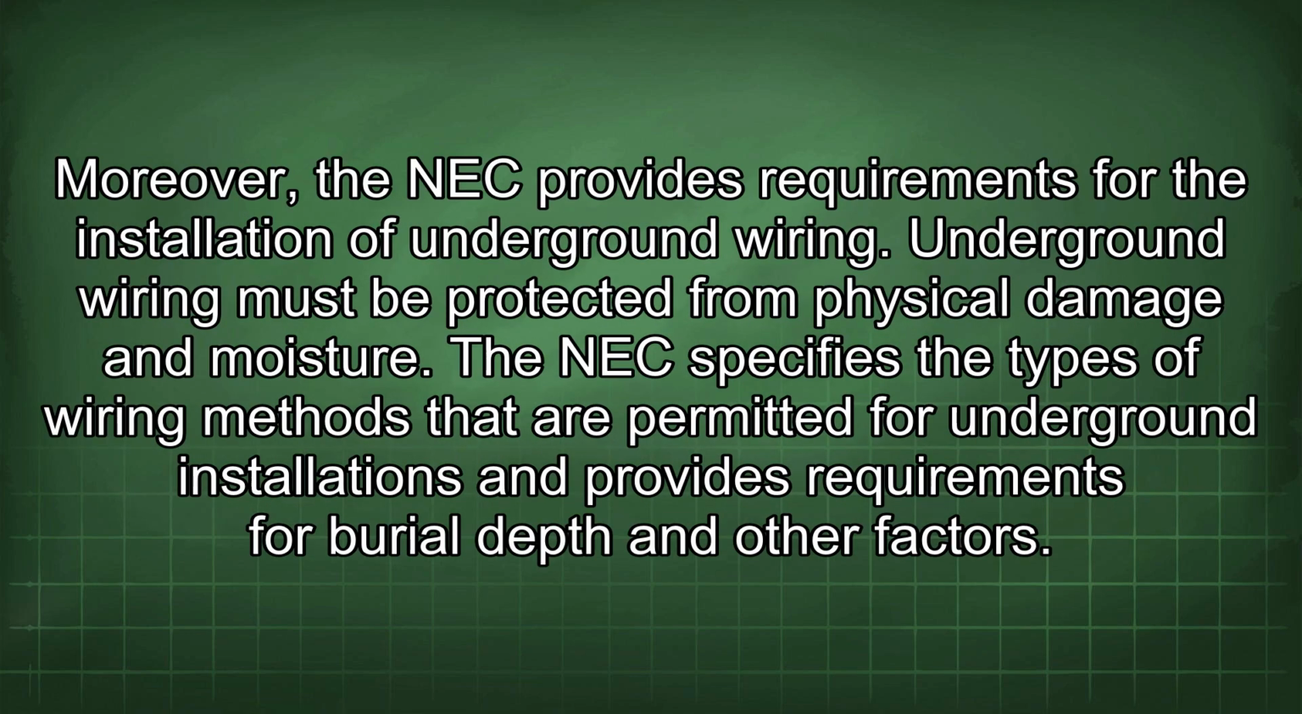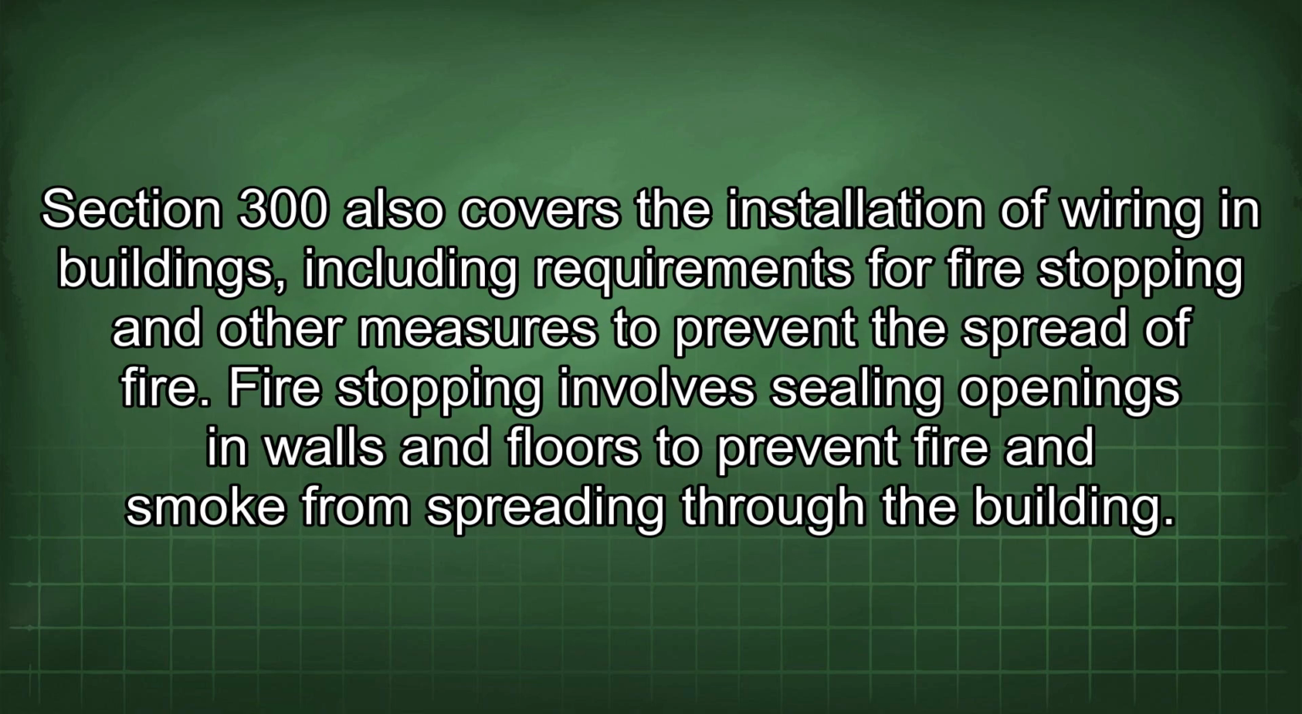Moreover, the NEC provides requirements for the installation of underground wiring. Underground wiring must be protected from physical damage and moisture. The NEC specifies the types of wiring methods that are permitted for underground installations and provides requirements for burial depth and other factors. Section 300 also covers the installation of wiring in buildings, including requirements for fire stopping and other measures to prevent the spread of fire.